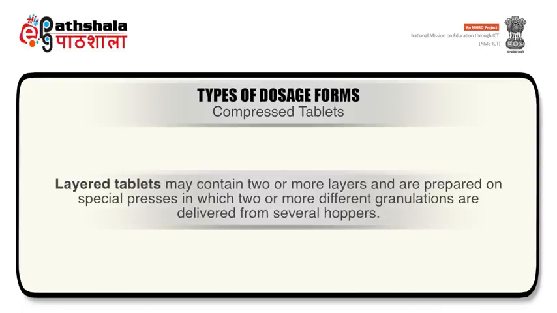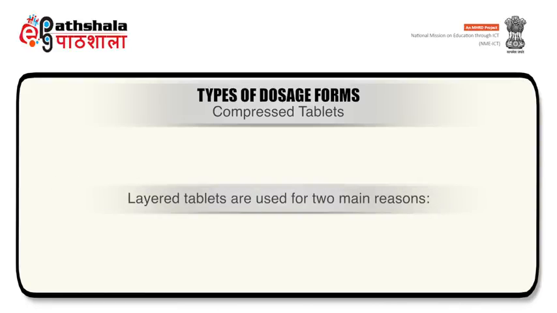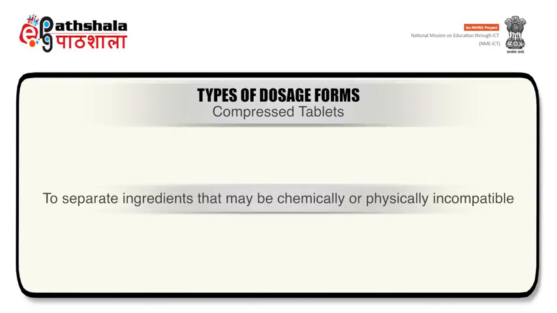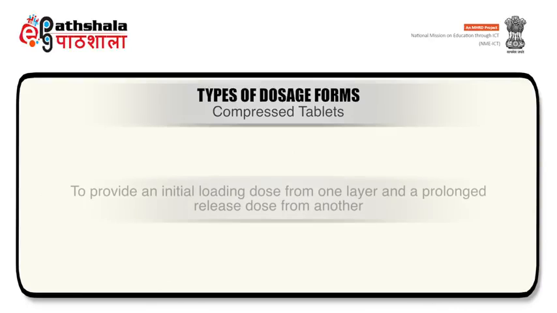Layered tablets may contain two or more layers and are prepared on special presses in which two or more granulations are delivered from several hoppers. Layered tablets are used for two main reasons. One is to separate ingredients that may be chemically or physically incompatible. Second is to provide an initial loading dose from one layer and a prolonged release dose from another.